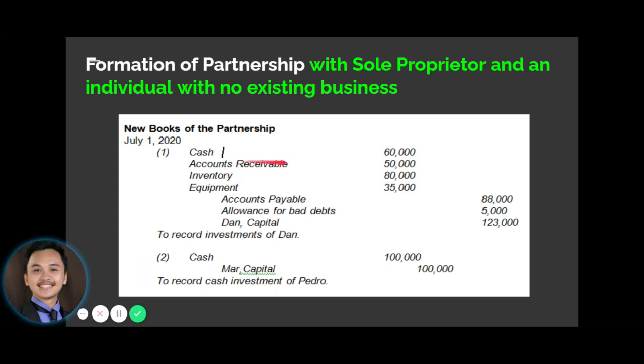So debit na pud ka diri cash 60,000, accounts receivable 50,000, inventory of 80,000 and then equipment of 35,000. And then credit to accounts payable for 88,000, allowance for bad debts nga 5,000 and then Dan capital nga 132,000. This is not 123,000 but rather 132,000. Okay? So that is to record the investment of Dan. And the second one is to record the cash investment of Pedro. Wala tayo problema diri. So debit lang tag cash nga 100,000 and then credit to Mar Capital for 100,000.